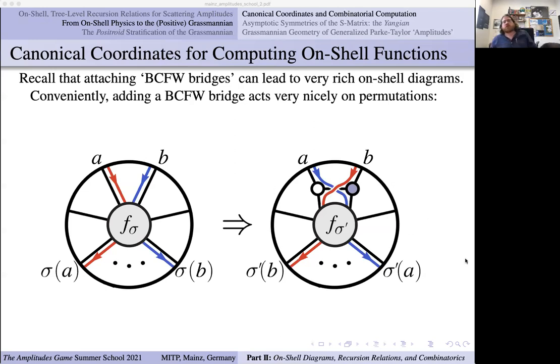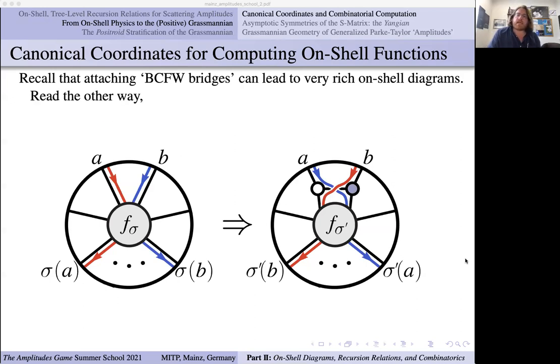And this is just a cute observation until you realize that you can actually read it in reverse. You can take an on-shell diagram labeled by some permutation, and you can remove a bridge and get to a simpler on-shell diagram where the images have been transposed.